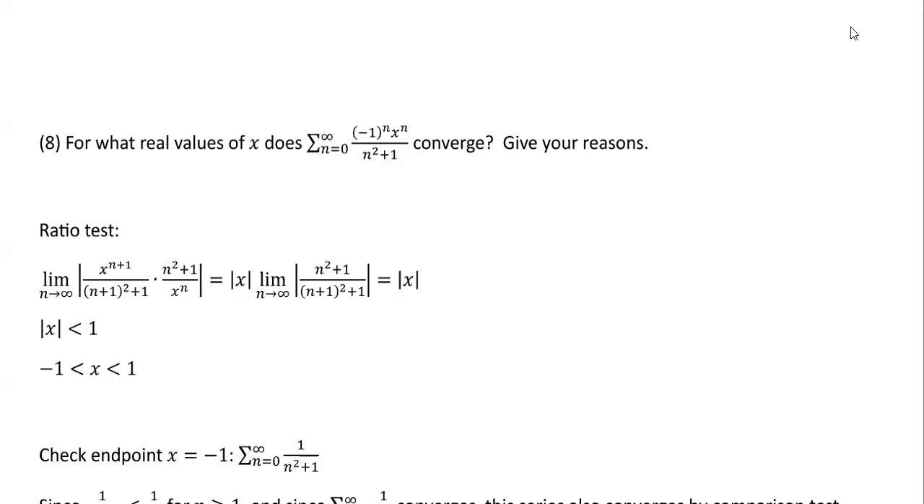Give your reasons. Whenever it asks for interval of convergence, even though it doesn't explicitly say it, it's asking for all values of x in which this power series converges. That's the interval of convergence. So to find it, we first need the radius of convergence, and that is always with the ratio test. Technically, you can use the root test as well, but typically you use the ratio test.